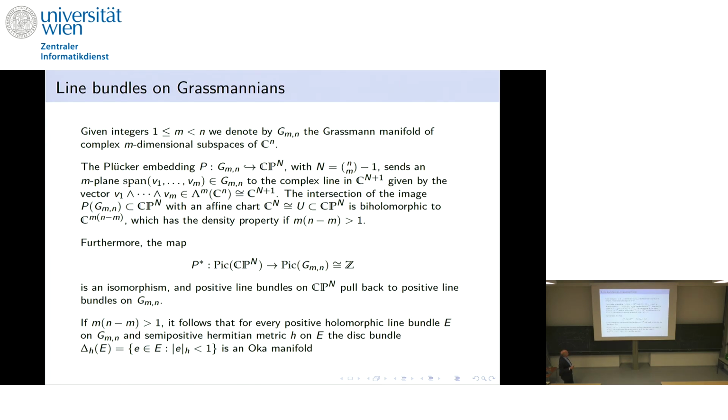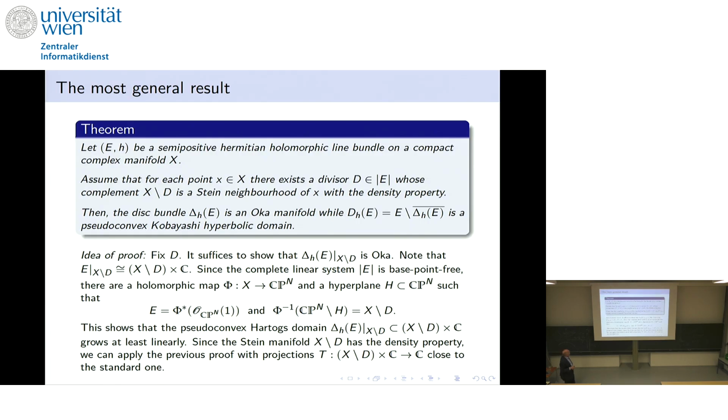But let me now show you the most general theorem which we have at this point. This is still a developing subject, but the most general theorem which we have based on this idea of proof, which I just showed you, is the following. Now it's stated in a coordinate-free, or ambient-free, way. I have a compact complex manifold X as a base. I have a semi-positive Hermitian holomorphic bundle on it. And I assume, this is the key assumption, that for each point there is a divisor in the complete linear system given by this line bundle.